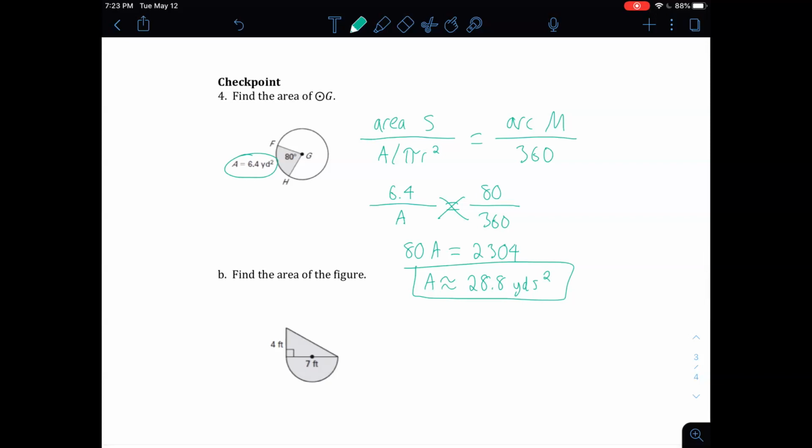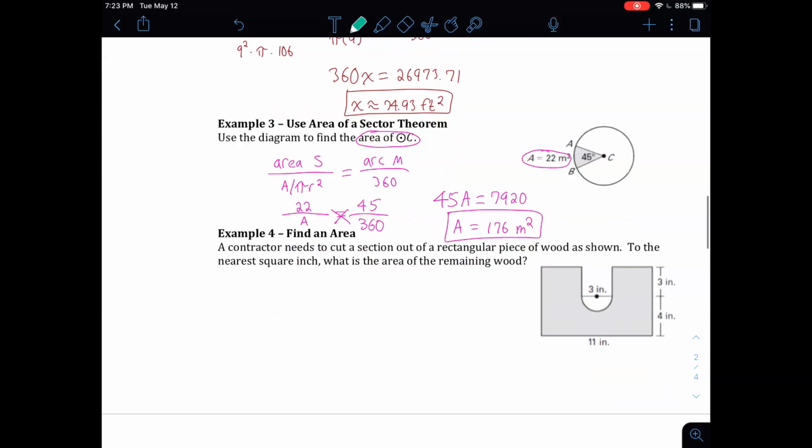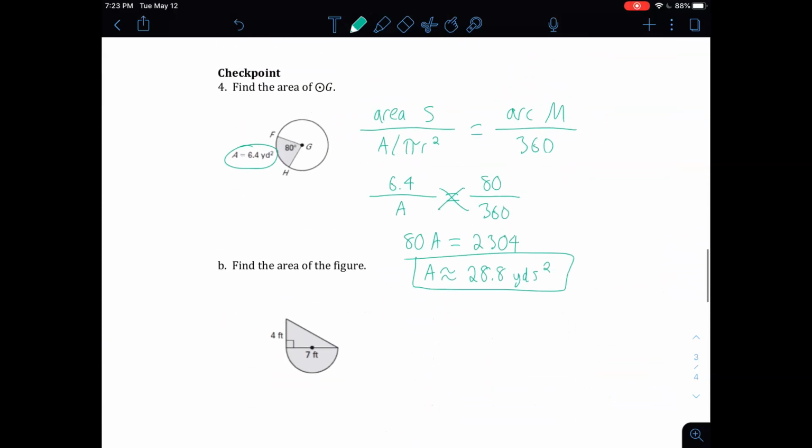Okay? So again, if you had the radius, you could just use pi r squared, because you would have the radius, like this last one up here. If you had the radius, you could just do area equals pi r squared and just solve it. You don't need to actually use the area of the sector thing then. But if you don't have the radius, you have to use the sector area to help you.